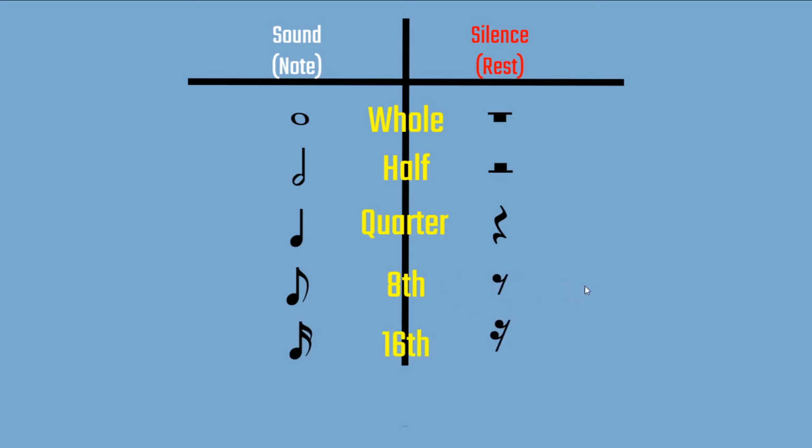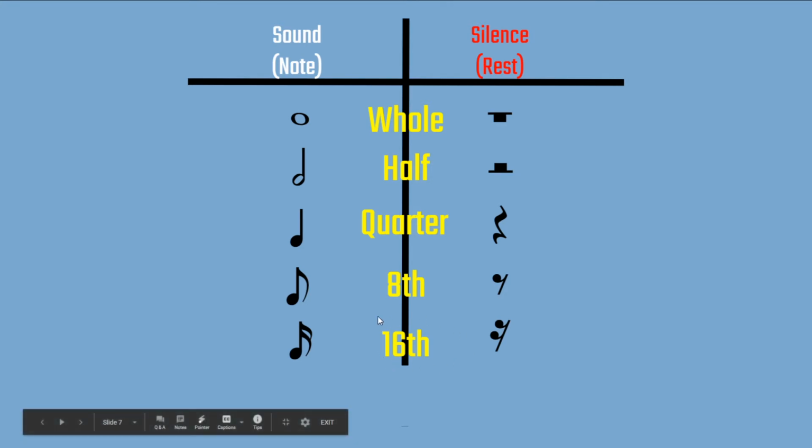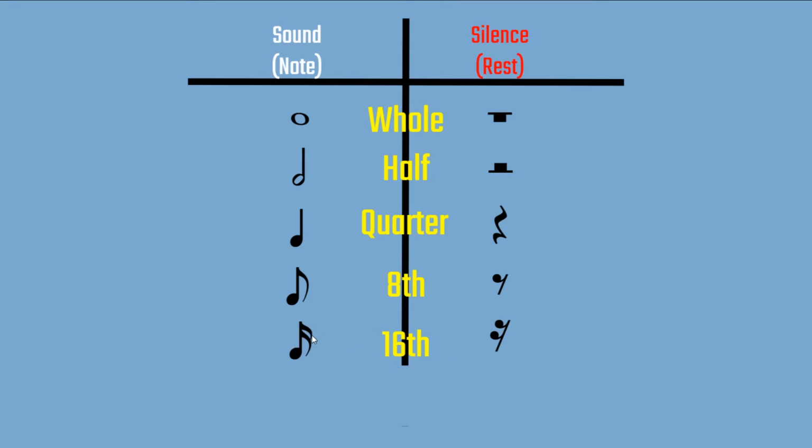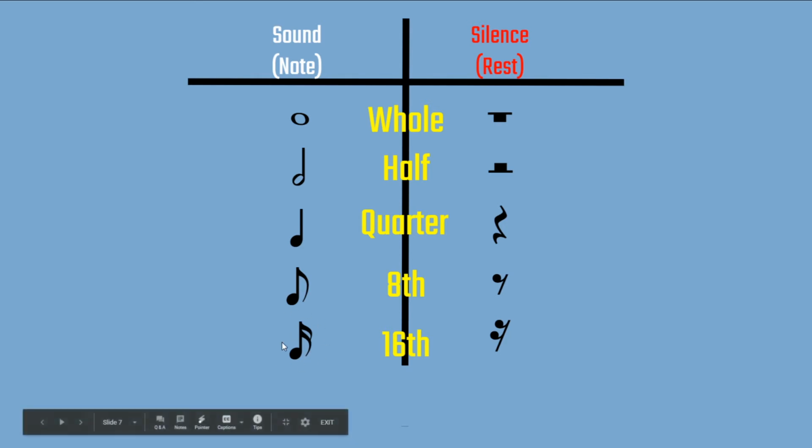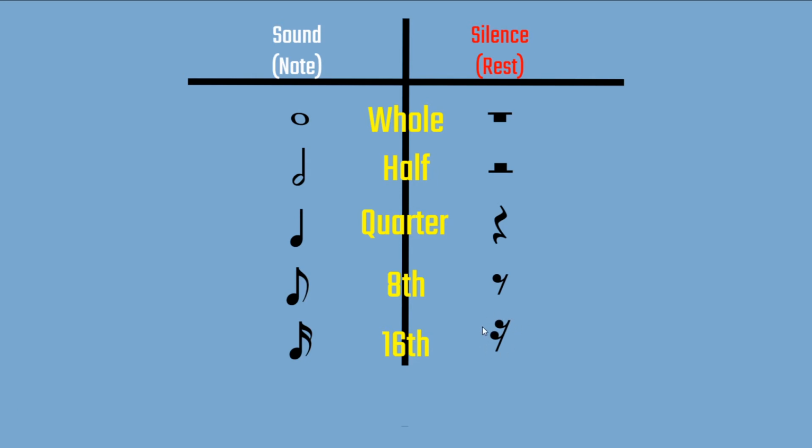Okay. Now what's interesting is that when we get into higher notes, like here's the 16th note, it looks very similar to the 8th note, except it has 2 flags. So here is our note. This is going to make sound. And then this over here is going to be the silence. This is going to be the rest. Notice that it still carries the same 2 flags, just on the opposite side.